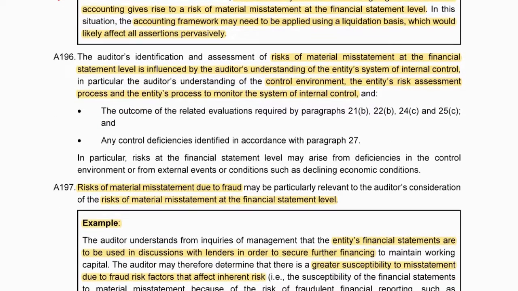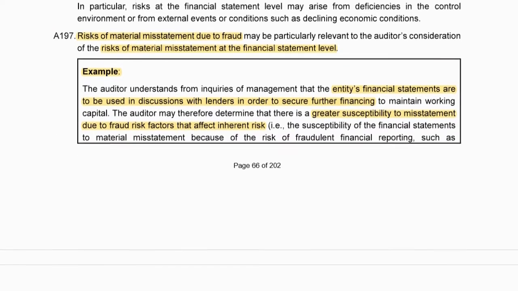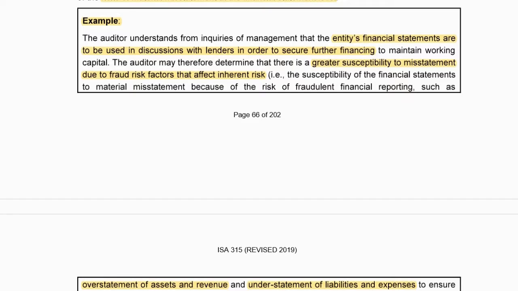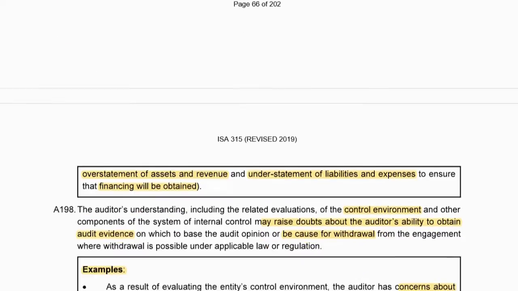It also says, if you find any concerns with the control environment, their risk assessment process, their monitoring of the system of internal control, those are going to influence the risks at the financial statement level. They give you another example. If they are using the financials to secure finance, I know they are, that was specifically included in the scenario, if it's applicable, I now know that is going to be a risk at the financial statement level.